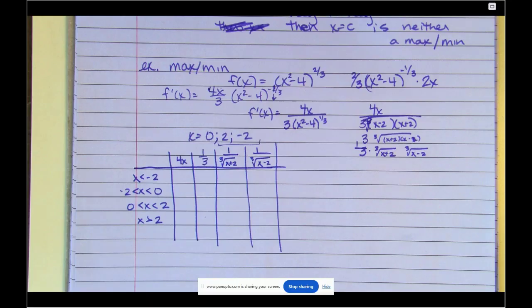Yes, Mason? How come we didn't put the 1/3 before x? You could have 4/3 x. Then you just have 3 things? Yep. Then you just have 3 things.